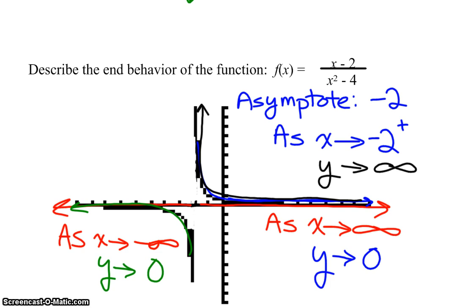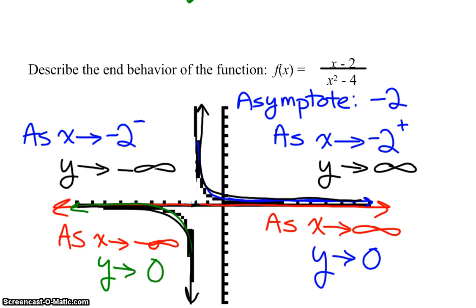Look what happens as I approach -2 from the left-hand side. And I would write it this way. As x approaches -2, and to indicate the left-hand side, I use just a little negative sign up there like an exponent. What's happening is I come towards the asymptote from the left-hand side. My graph is going down. So I would say y approaches -infinity.